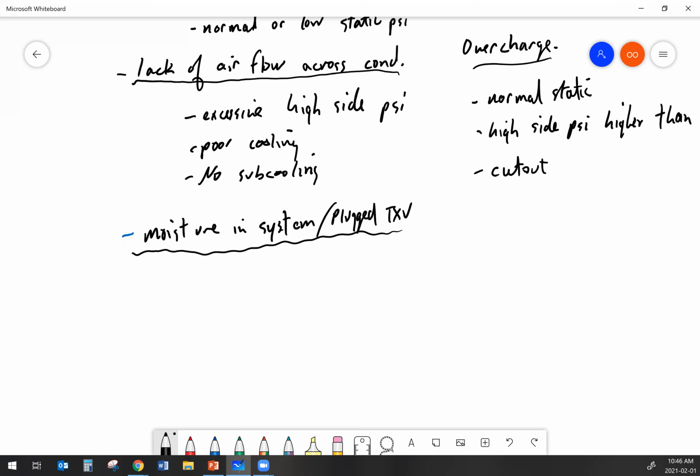If you got enough moisture in the system, that expansion valve can freeze up and now you have no refrigerant flow in the system. So what'll happen is your AC system works for a bit and then it stops. And then if you wait long enough, it'll start working for a bit again. If it's a plugged expansion valve, it's probably not going to work at all. But in both cases, your static pressures will look normal. In both cases, your low side pressure is just going to pull down and then your compressor kicks off.